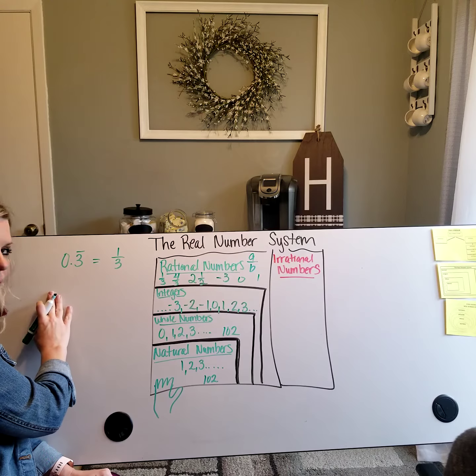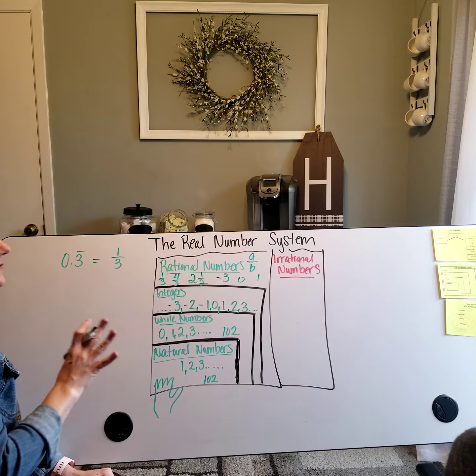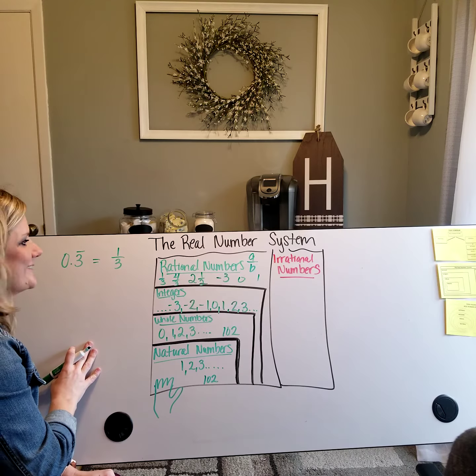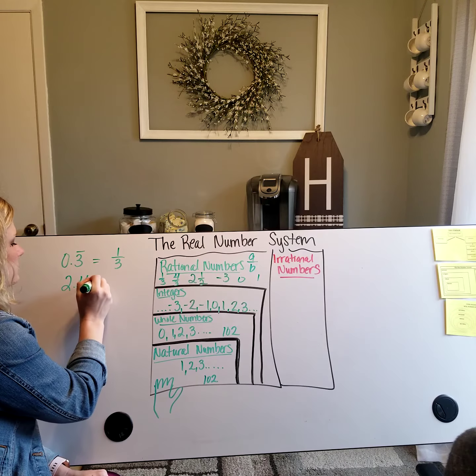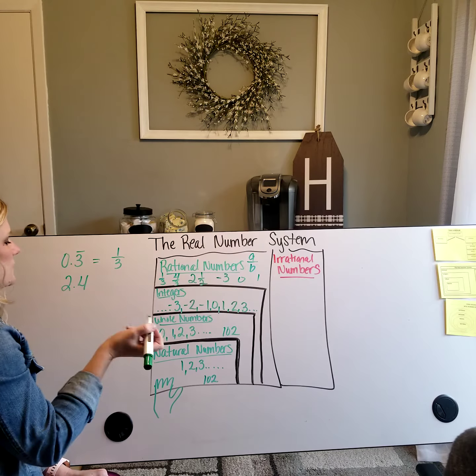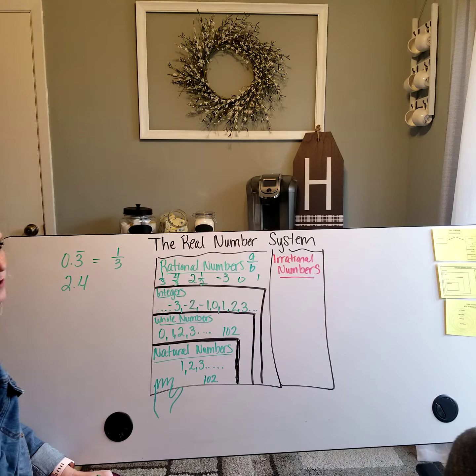If it terminates, if it ends, remember terminating decimals are ending decimals. So if you have like 2 and 4/10, we'll just say 2 and 4/10, that ends, so we can easily put that on a number line, therefore it's rational.